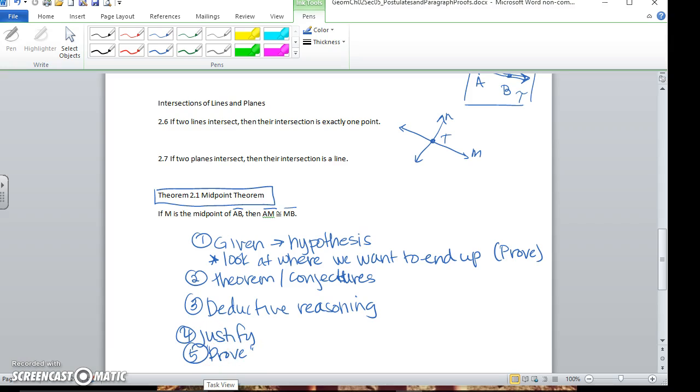All right. So we'll look at the hypothesis, see where we want to go. We'll think about all the conjectures and the theorems that we can use. We will put those in order so that it flows from the given all the way to the prove part. We will justify each one of those, and then we will be finished and happy and high-fiving each other. All right, we will talk about this in class.